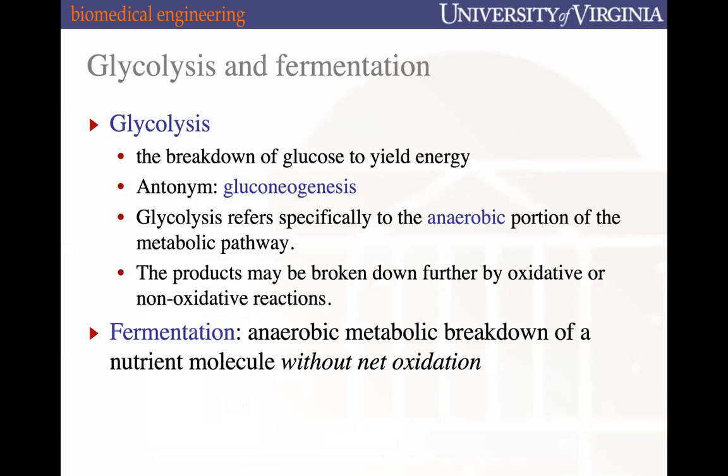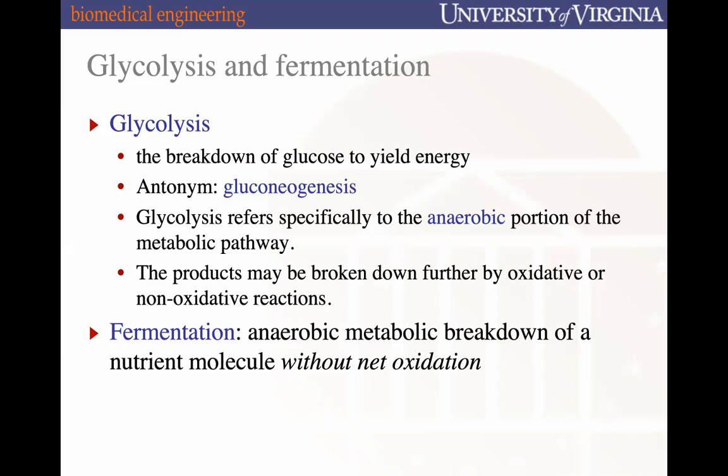Glycolysis is going to be breaking down glucose to yield ATP. That is the fundamental breakdown of glycolysis. The input is glucose. The main output is going to be ATP. The reverse process of that, the production of glucose, is a process called gluconeogenesis, and we're going to be talking about that at a couple of different points.